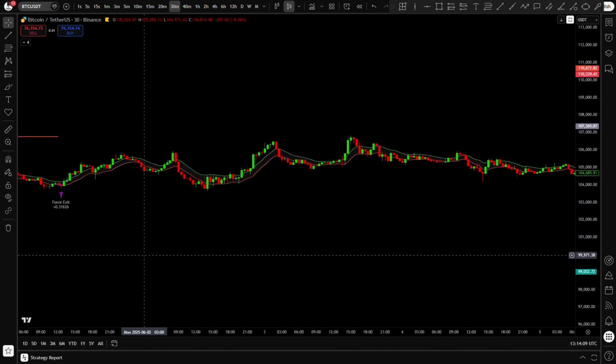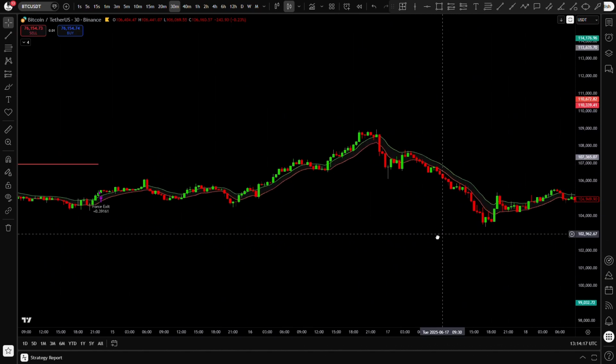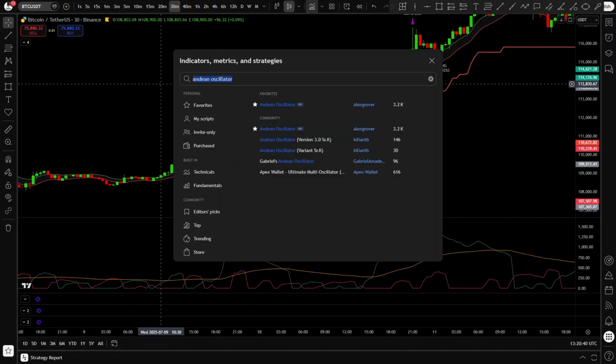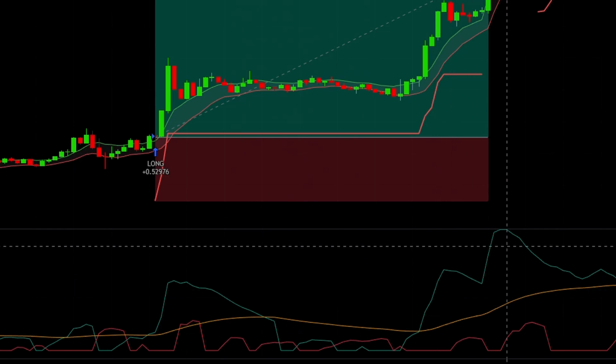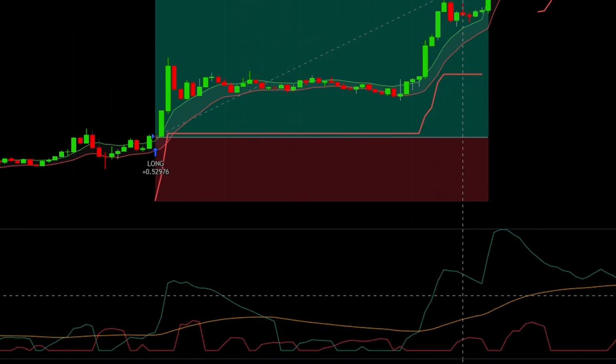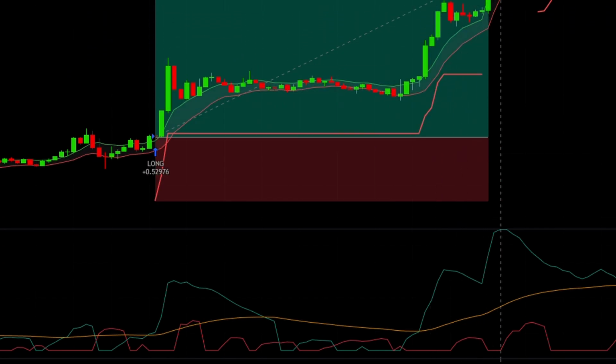Recently, I've been working on a brand new strategy concept built around EMA channels and an indicator I'm using for the very first time, the Andean Oscillator. The Andean Oscillator is a volatility-based strength indicator that separates bullish and bearish pressure into two components. It measures very effectively whether buyers or sellers are in control of the market.